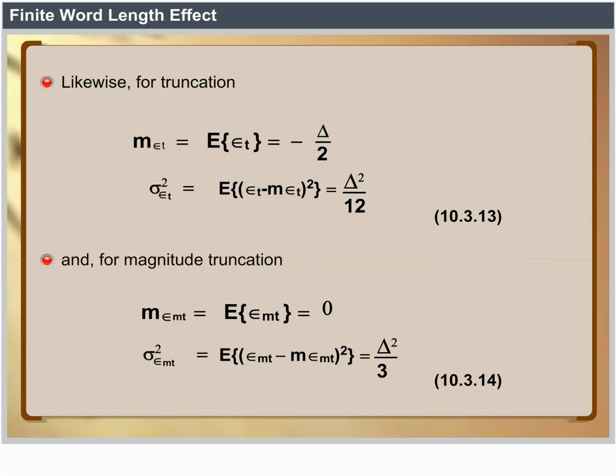And for magnitude truncation, m epsilon mt equal to E of epsilon mt equal to 0, sigma epsilon mt square equal to E of (epsilon mt minus m epsilon mt) the whole square equal to delta square by 3, is called equation number 10.3.14.